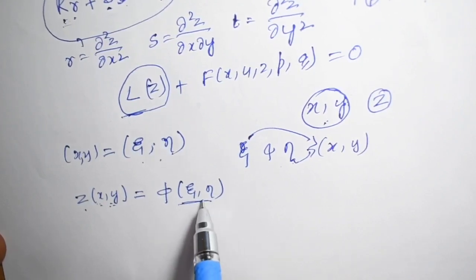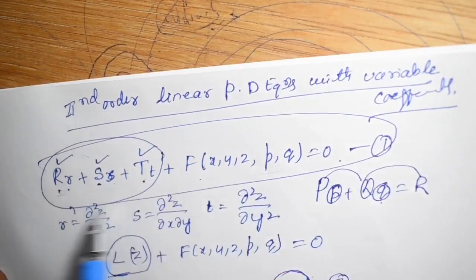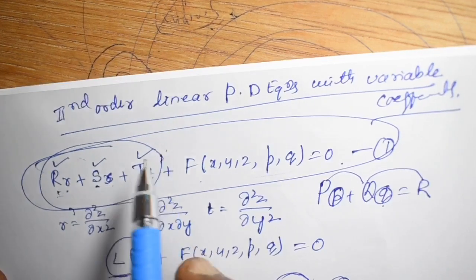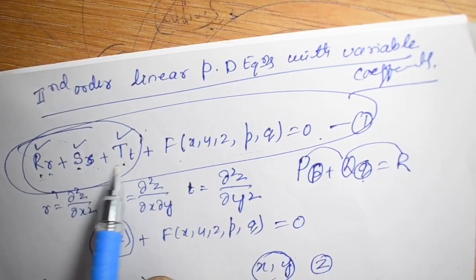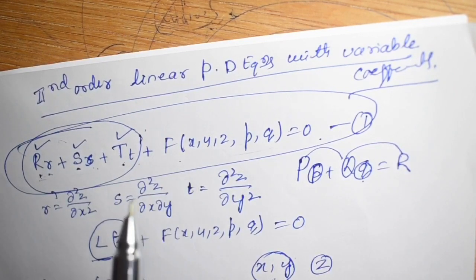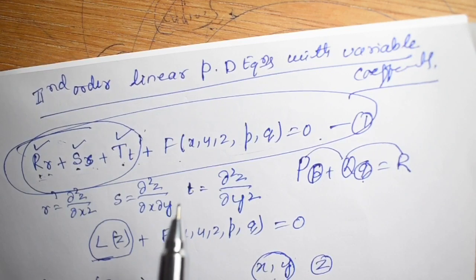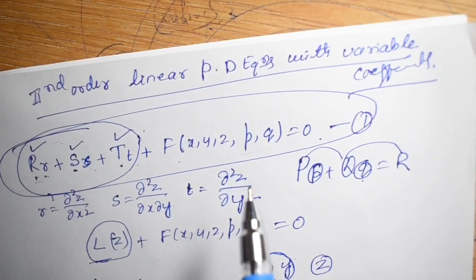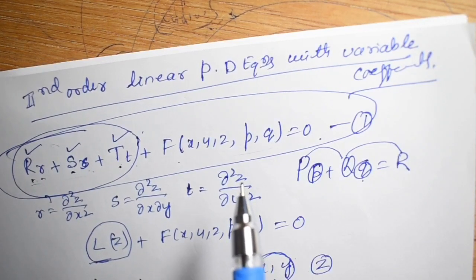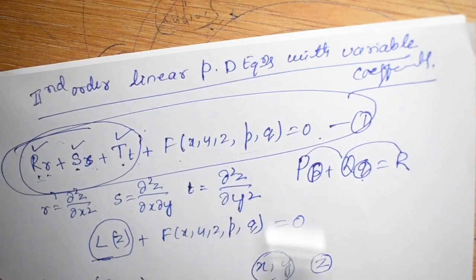Now by taking this transformation you can transform equation 1, the original equation, into a different form. Let us see what the different form is. To see that, you have to find the derivatives. So first you have to find del z by del x, del z by del y, del square z by del x square, del square z by del x into del y, and del square z by del y square. Means you have to replace the derivatives existing in the original equation by the new derivatives. Let us see how.